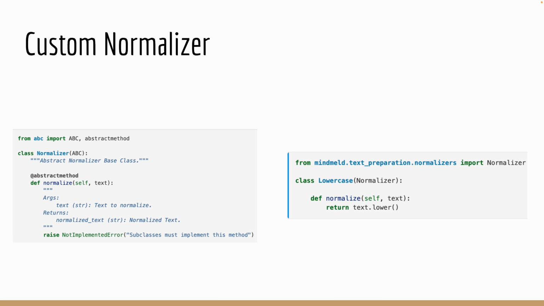So again, the base class is quite straightforward. It's the normalizer class with one abstract method called normalize, takes in some string called text, returns a new string called normalized text. So here let's make a very, very simple normalizer called the lowercase normalizer. Well, it extends from normalizer, and then it implements the normalize function, taking in a text and returning text.lower. And that's it.